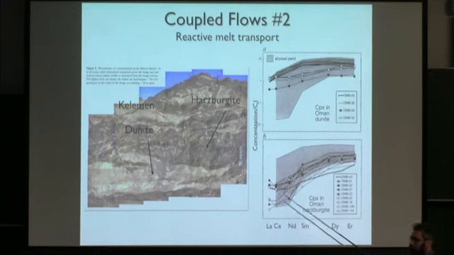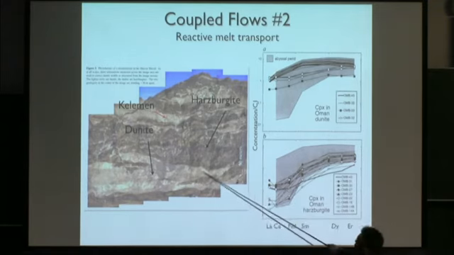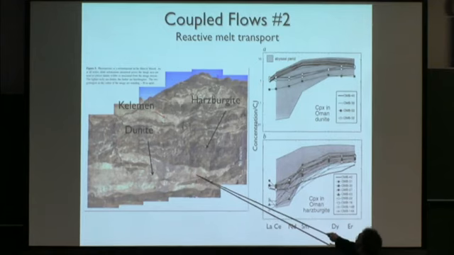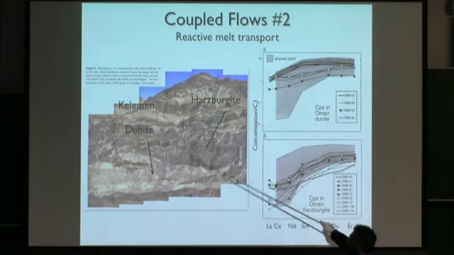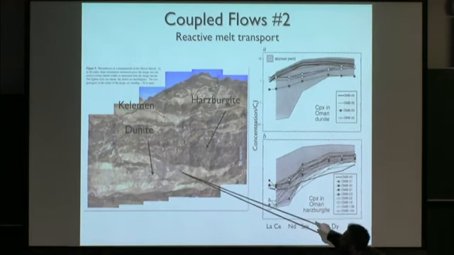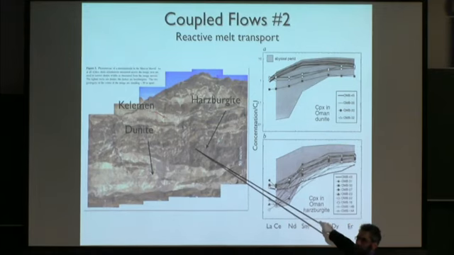These things look like abyssal peridotites. But the ones in the dunites, and how they survive I have no idea, actually look much more like the melts that go through there. So these things have equilibrated with a melt that looks something like MORB. This stuff is extremely depleted.